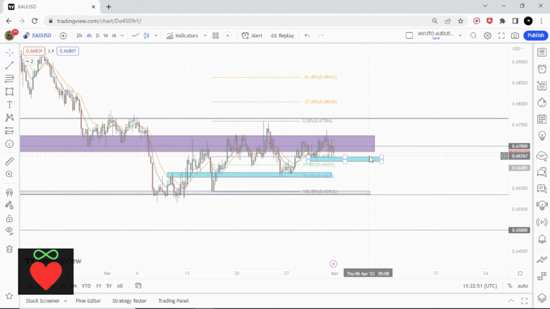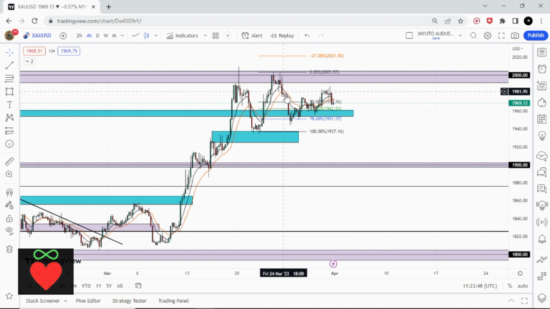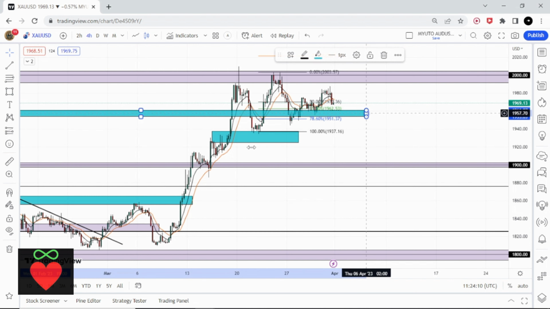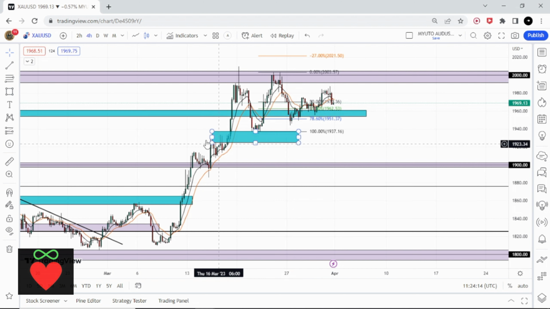From Aussie dollar, we go down to gold. So for gold last week, I was expecting price to either find support at 1980 here, or it may come down deeper and find support at 1960, which it eventually did, found support at 1960 and has been struggling to go upwards. It has been struggling to push upwards, but my bias is still bullish because we failed to break this previous lower high here and we found support at 1960, making another high.